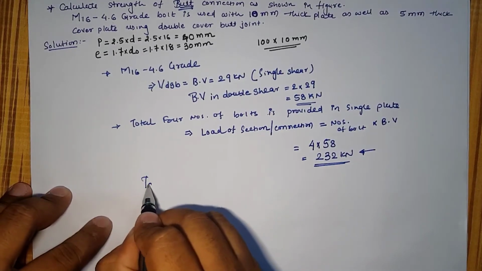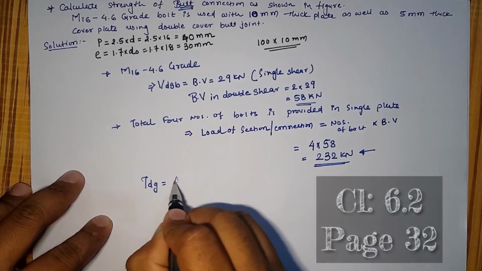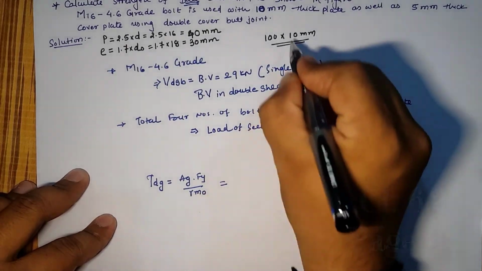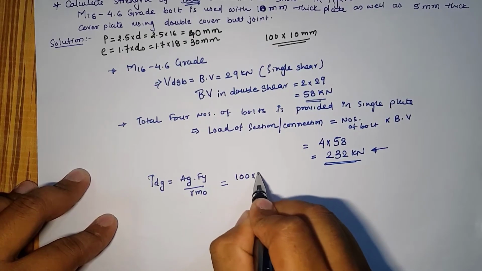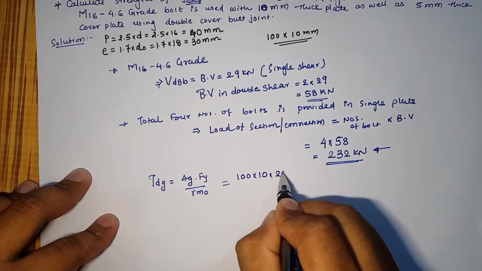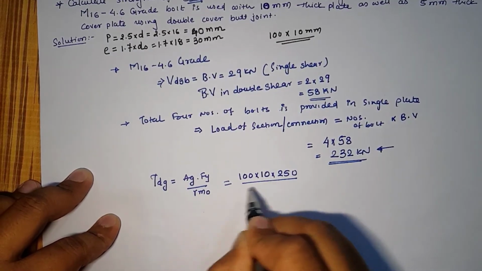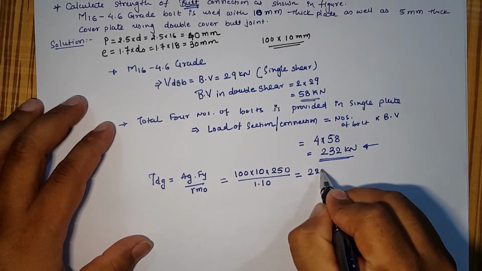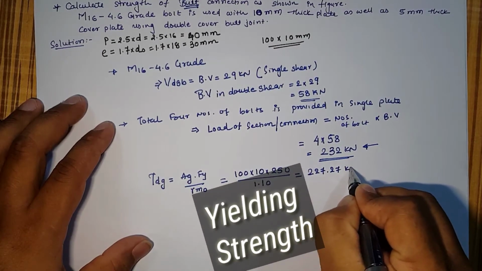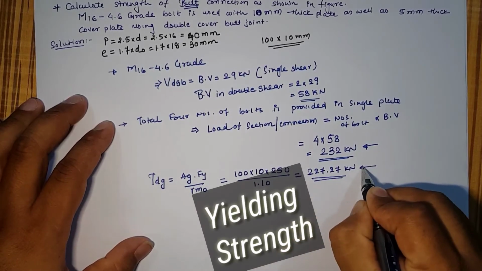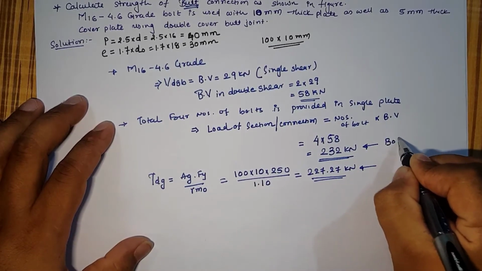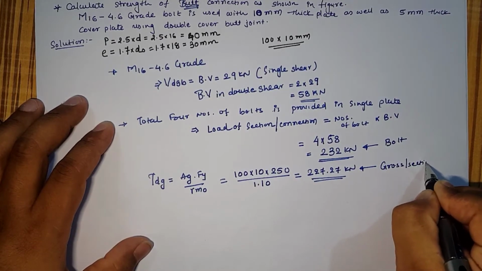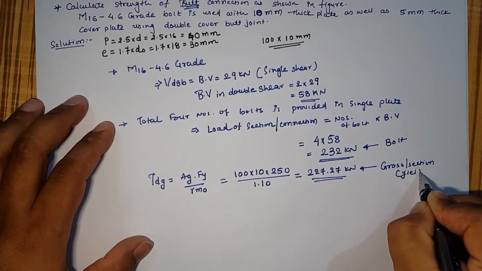Now going ahead, we have equation Tdg, which is equal to Ag Fy by gamma m0. Ag is equal to gross sectional area, which is equal to 100 into 10. Fy we are generally using 250 as a Fy, and gamma m0 it is 1.10, which is equal to 227.27 in terms of kilonewton. Now above value is for the bolt and this value is for the gross section, or we can say that the yielding strength.